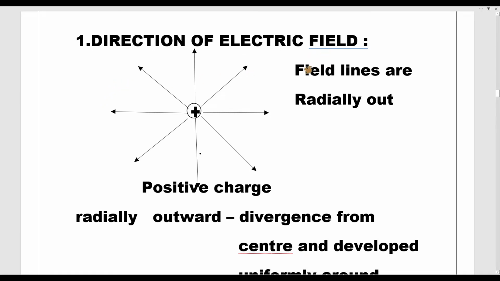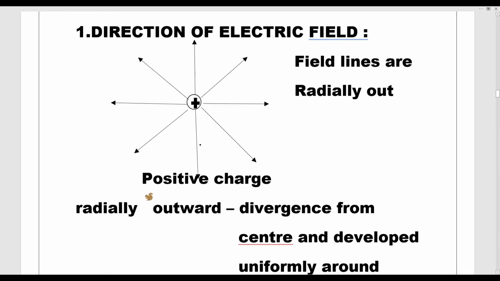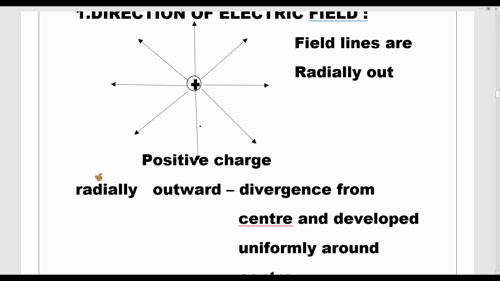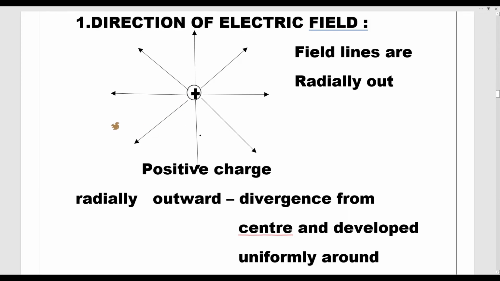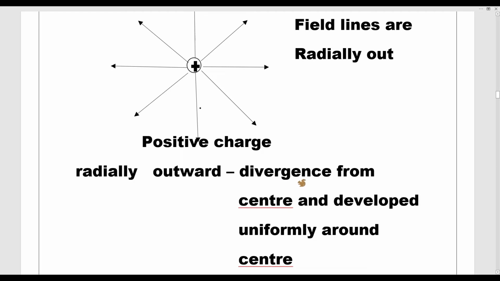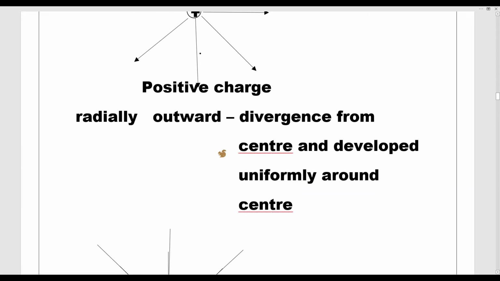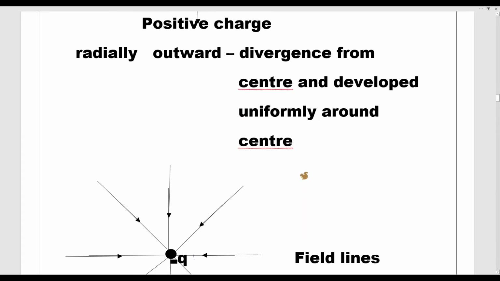First, we consider the positive charge. Guys, do you have any idea of direction of electric field lines in a positive charge? Yes, your ideas are right. In a positive charge, the electric field lines are radially outwards. Here, radially outwards means diverging from the center and developing uniformly around the center. That is, from a positive source charge, the electric field lines point away from Q.